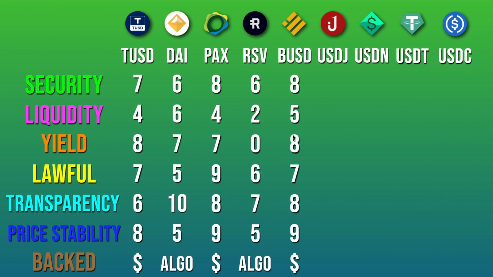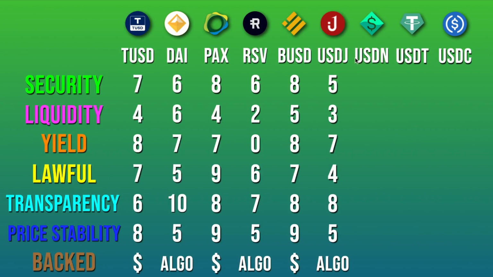So that's why the yield here is 8, and you can use it, I think, on the Ethereum blockchain, as well as on the Binance Smart Chain. So yield is 8 here, quite easy to access as well. Lawfulness is 7, so I put it less than Paxos Standard because Binance is under some fire right now, so that's why lawfulness is only 7 here. Transparency is 8, same as Paxos. Price stability is 9, so basically the same thing.